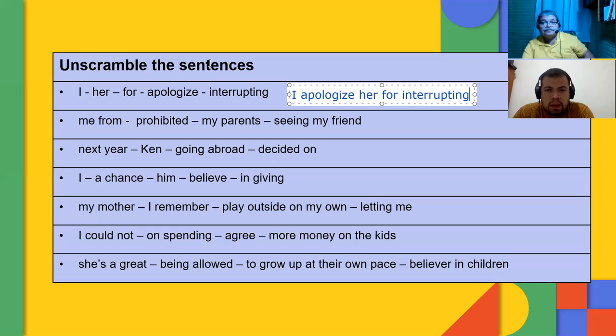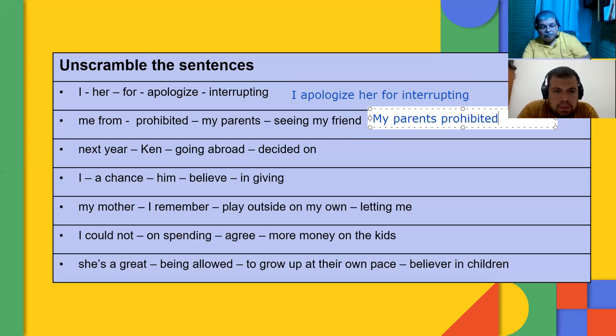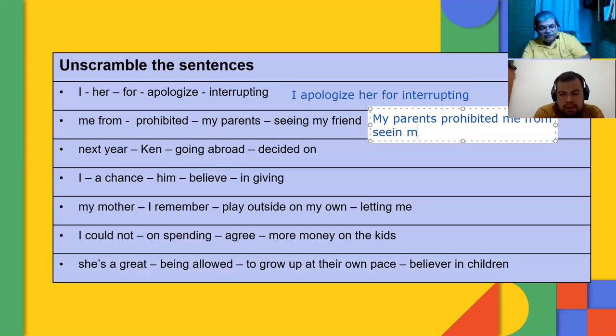Okay. Then the next sería my parents prohibited me from seeing my friends. Seeing. Como ves, siempre después de la preposición va el verbo en ing.